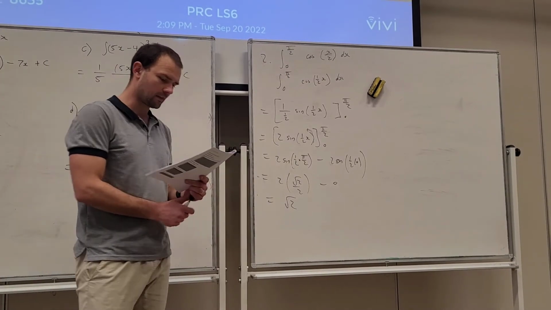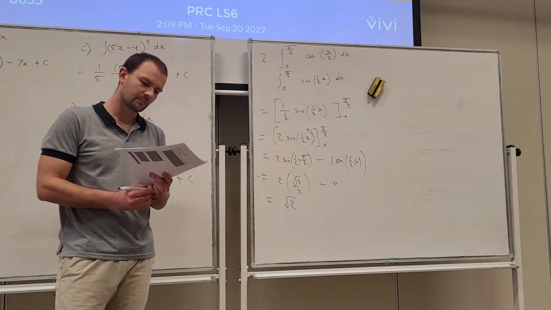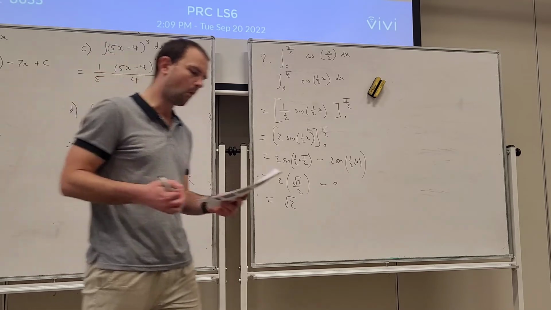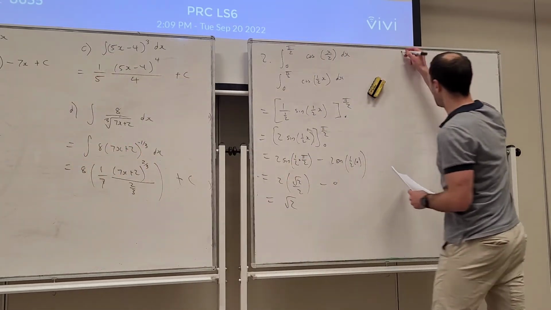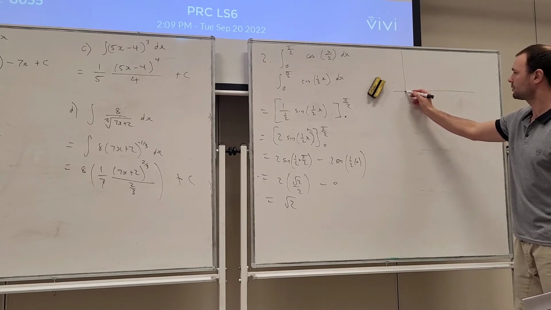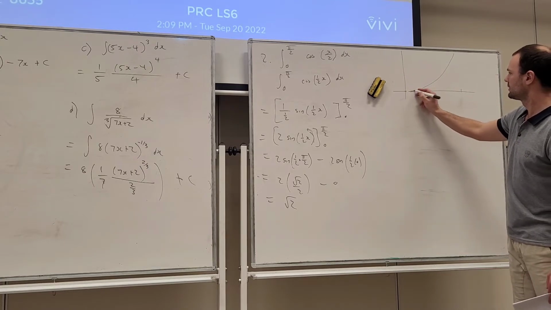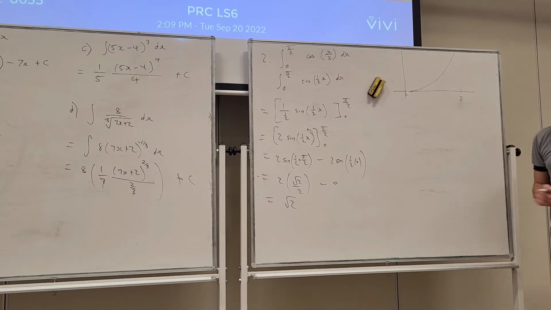On to question 3 then, we have using two rectangles, find an upper estimate for the area under the curve y equals x squared over the interval 0 to 2. Okay, so this is exercise 4a. We have the function y equals x squared, and we're doing it from x is 0 to x is 2. All right, we're going to use two upper rectangles.